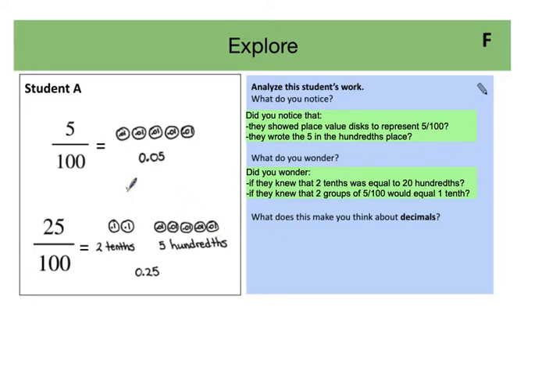Right? If we had 2 groups of 5 hundredths, so if I was to draw 5 more place value disks, now we would have here 10 hundredths, which would be equal to 1/10. So if we think about it, how many 5 hundredths do we have in 25 hundredths? That would be we have 5 groups of those 5 hundredths, right?